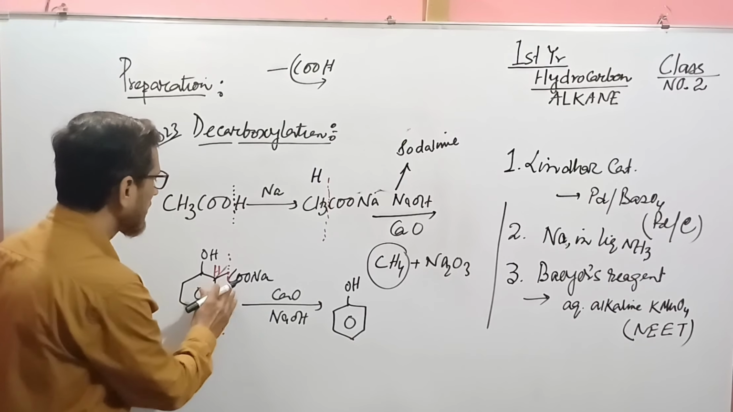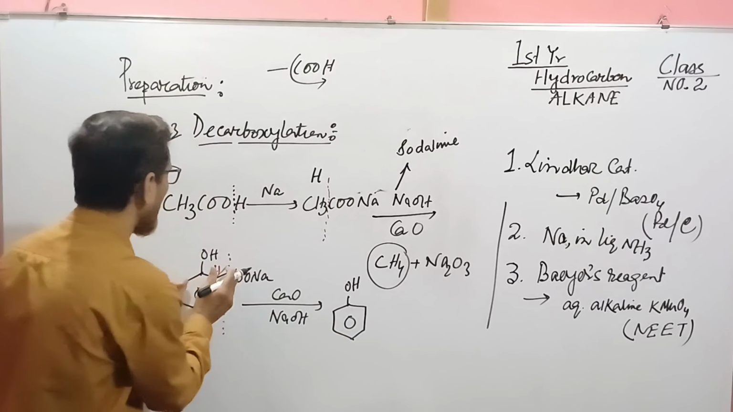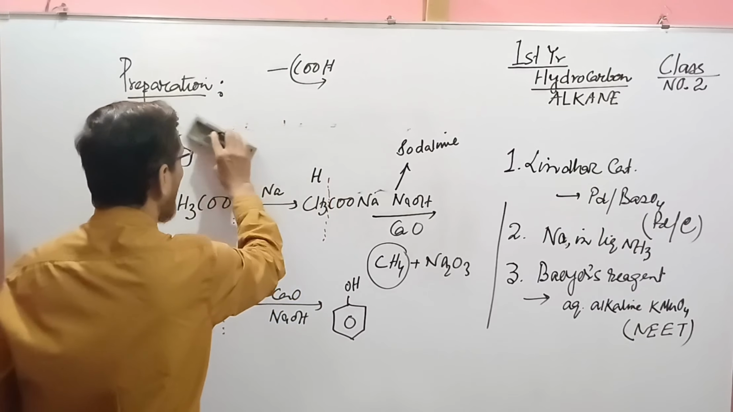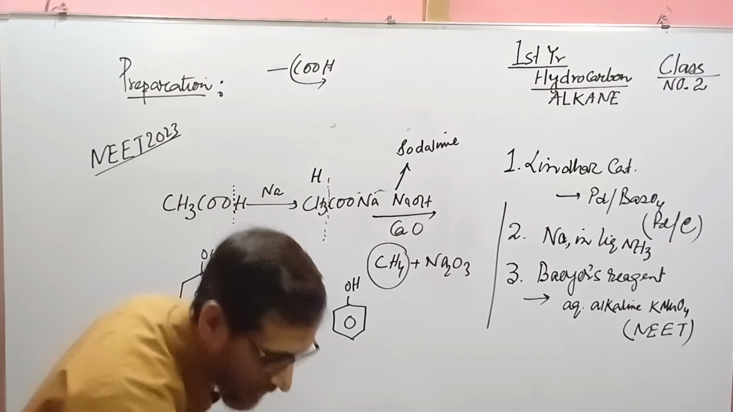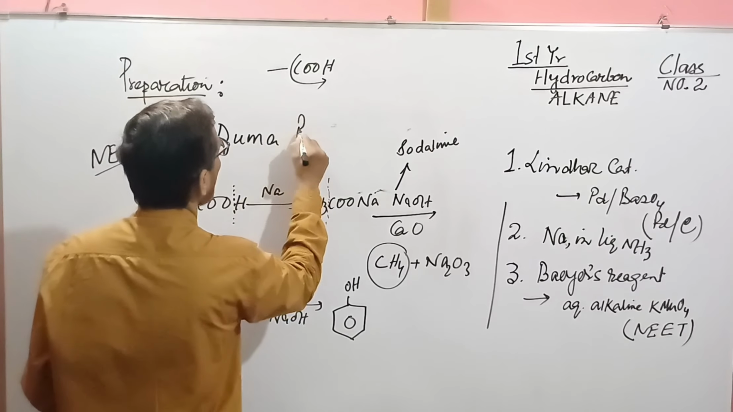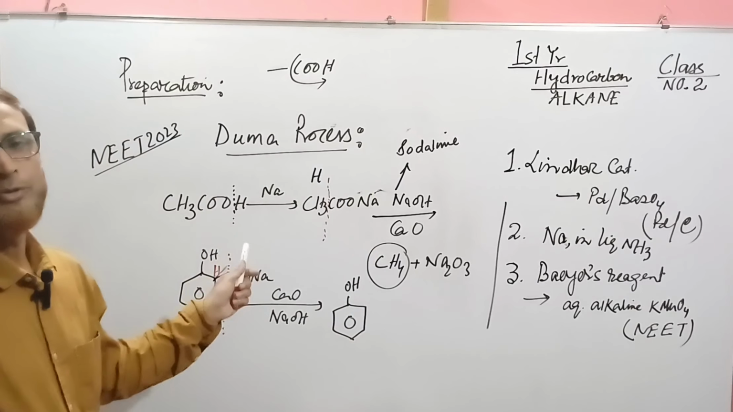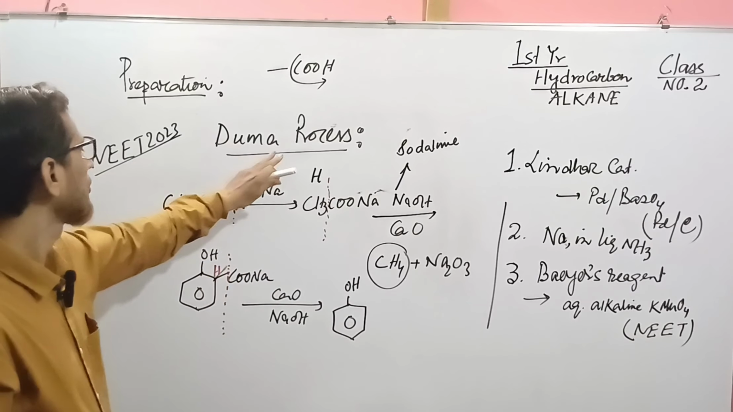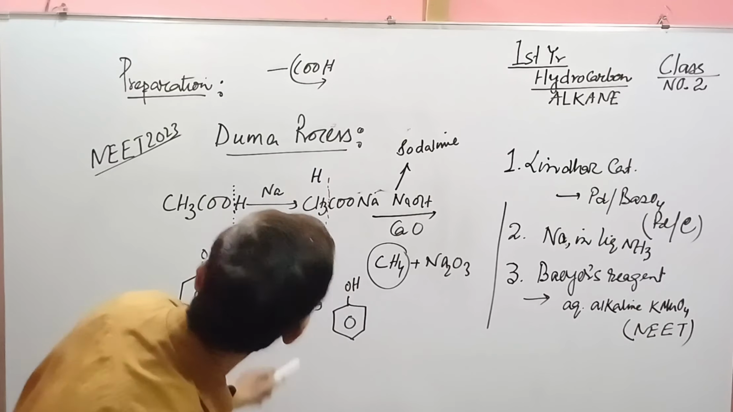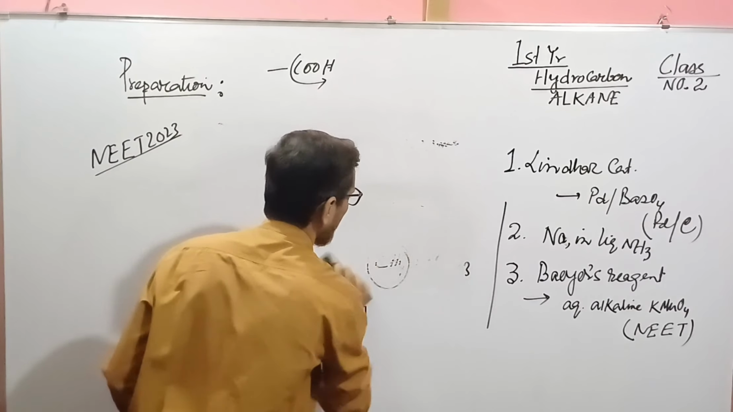Whenever you get COONa and CaO with sodium hydroxide, you will get just hydrogen added to that part. And the important thing is that this type of reaction is called decarboxylation, and it was given by Dumas, and hence this process is called the Dumas process. Very early on I gave you the name reaction Dumas, is it not? Many of you may not know the name of the reaction. It is the Dumas process. Am I right? So this is all about the third process of preparation of alkane.